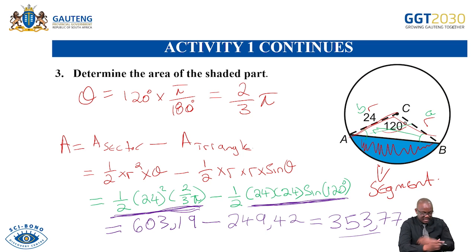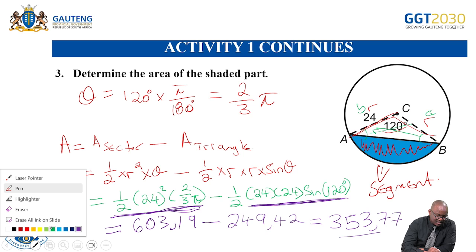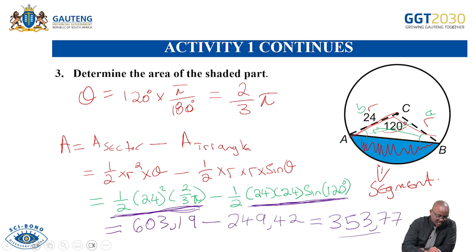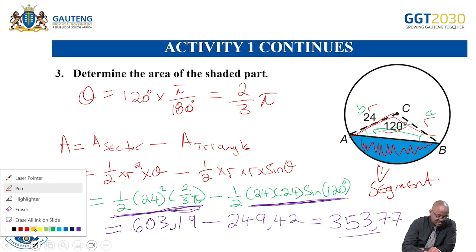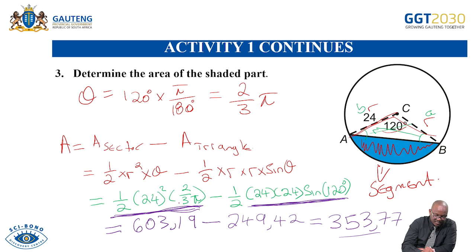So the trick here is between the angles. You use radians for the sector and degrees for the triangle. Those are the two different things that most of our learners make mistakes on when determining the area of a segment. Okay, I hope that one was clear.